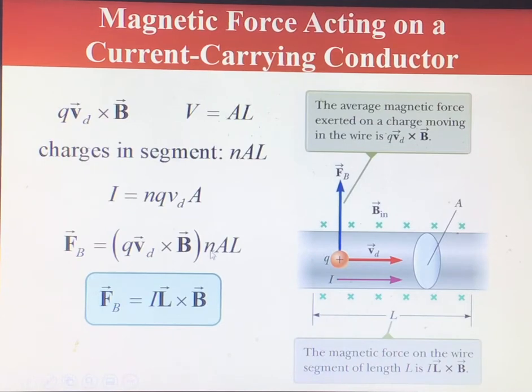So if this is the number of electrons per unit volume, and you multiply it by the volume of the wire, where the volume is just the cross-sectional area times the length, all of these would give you the number of electrons that you have in the wire. And so if you put everything together here, because the current is equal to this equation right here, if you substitute that here, you can derive this equation for the force. So the magnetic force on the conductor that carries a current I is given by this equation. It's just the cross product of the length vector and the magnetic field vector.